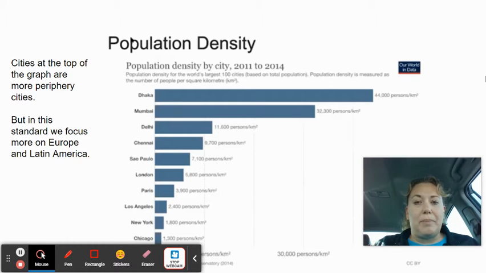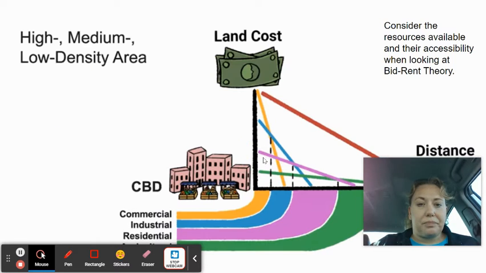Okay, population density. So you can just see here how many people there are in a given area based on a square kilometer. And you can see, this is pretty wild. So we think things in America are crowded. We'll check out Dhaka, check out Mumbai. So again, you can see here.